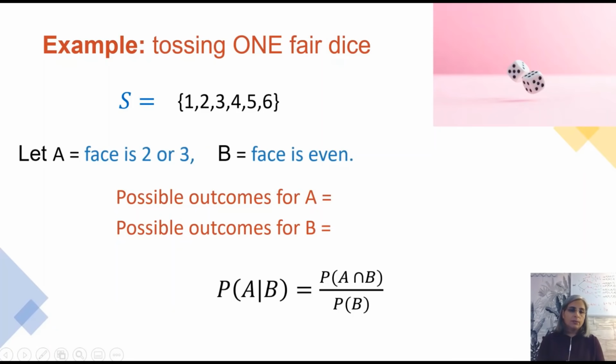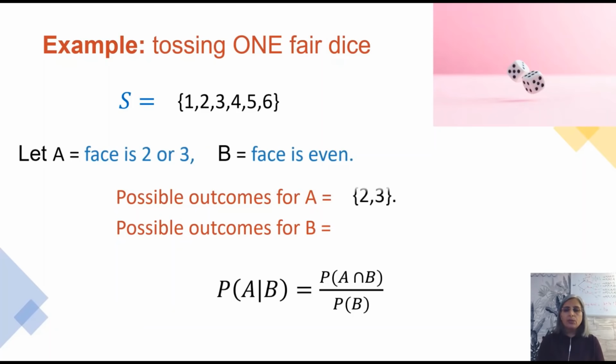And what are the possible outcomes for the event B to occur? Now, if the event B is an even number from the sample space, then we know that there are only 3 even numbers, 2, 4, and 6. So, the sample space for the outcome A is 2, 3, and that for the outcome B is 2, 4, and 6.